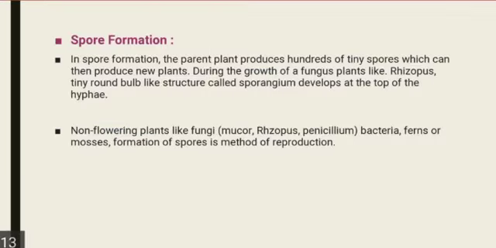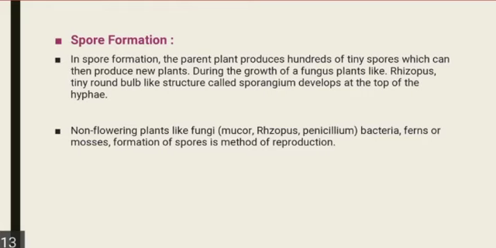The third category of asexual reproduction is spore formation. In spore formation, the parent plant produces hundreds of tiny spores which can then produce new plants. So the parent is producing hundreds of spores, the powdery type of things, and these small powdery spores are able to produce new plants. During the growth of fungus, plants like Rhizopus, tiny round bulb-like structures called sporangium develop at the top of the hyphae.